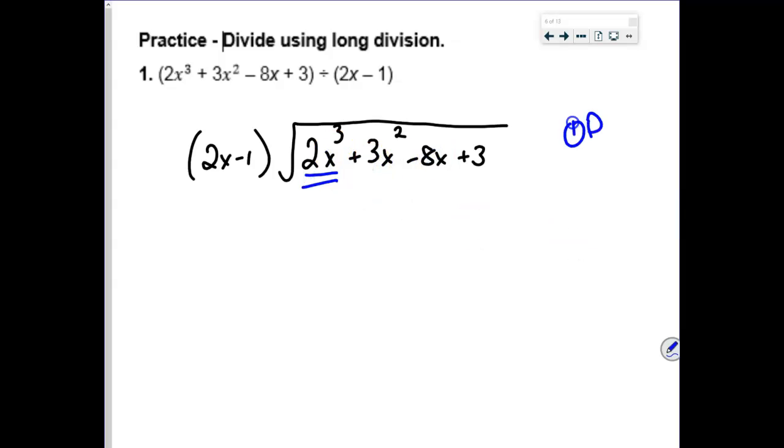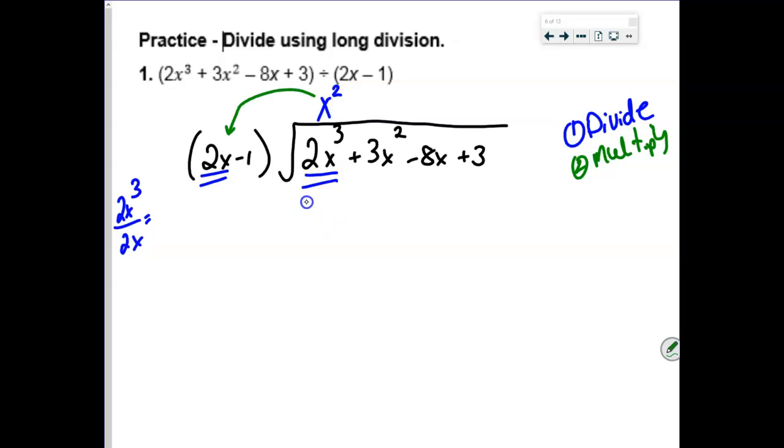First step is to divide. So 2x to the 3rd divided by the coefficient of your divisor. What are you left with? X squared. Very good. Now we're going to multiply and see how far away we are from the true answer. So multiply that and you get 2x to the 3rd minus 2x squared. Now we see exactly how far away we are by subtracting.